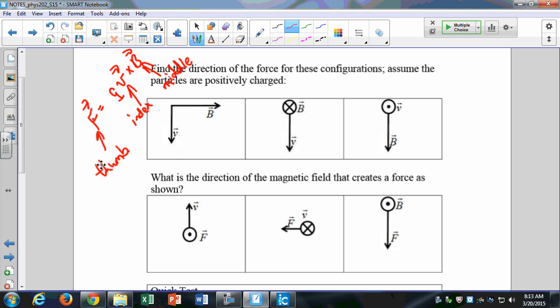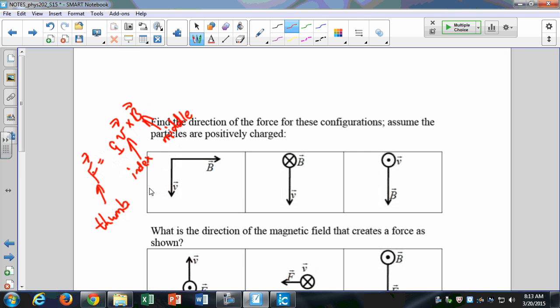All right, so what is the direction of the force on this positively charged particle for this first one? Let's see, so we're going to have, no, it's like this. Right? No, that's not right. Which is it? You said your D is out of it, so it would be like that. It's going to be out of the middle.